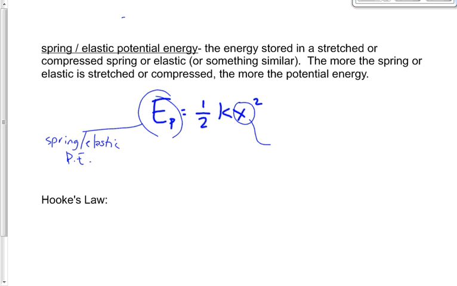x stands for a variable that we call displacement. The units would be meters. But it's not the displacement that you're thinking of.